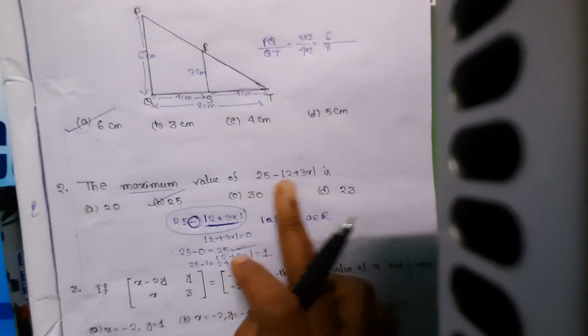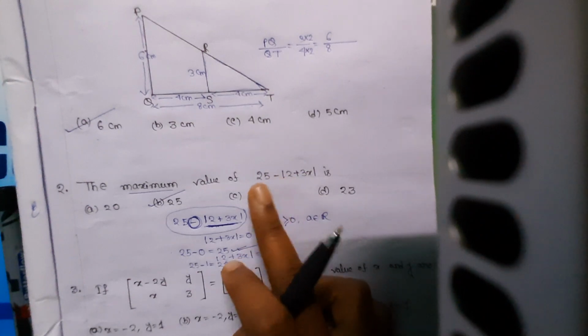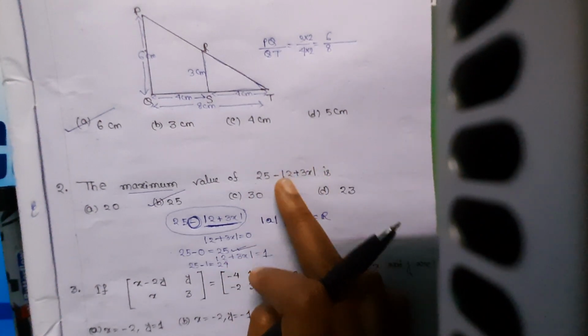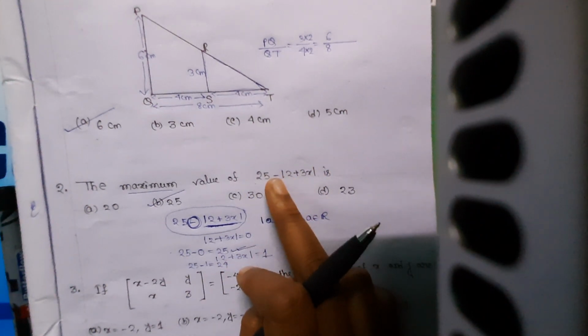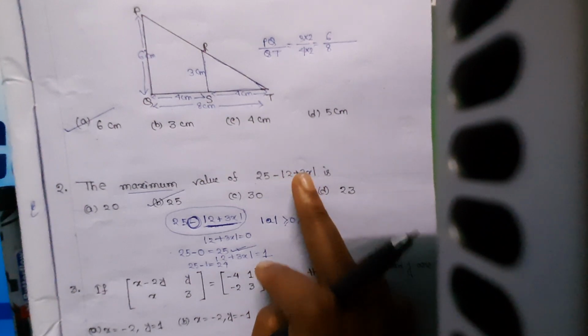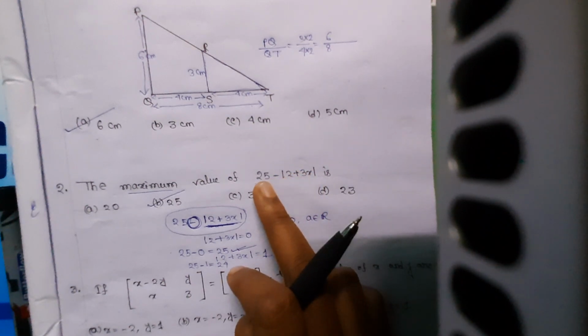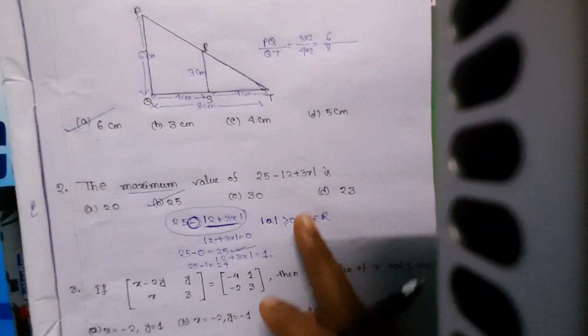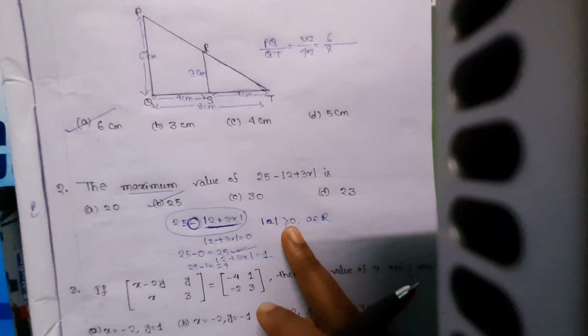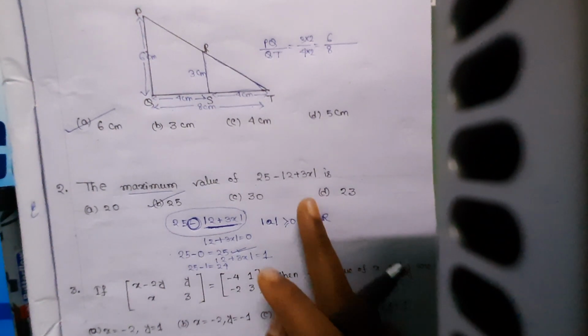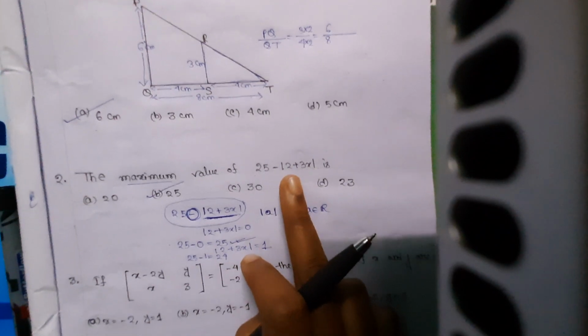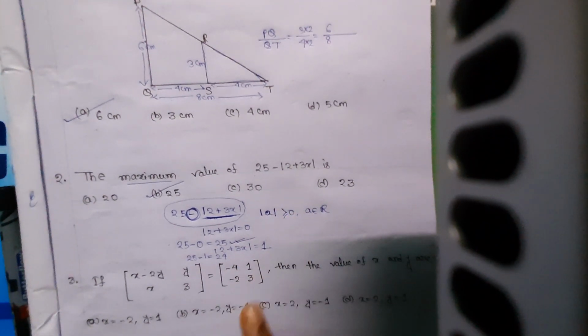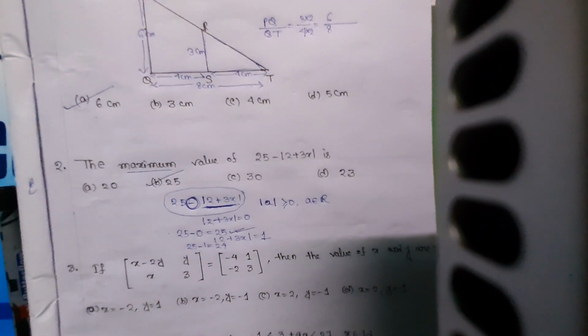25 minus 0 is 25. Since the minus symbol is present here, when you put a larger number here, this reduces 25. That's why you put the smallest value of this modulus, and you know the smallest value of this modulus is 0. So 25 minus 0, which is 25, will be your answer. I think this will be clear.